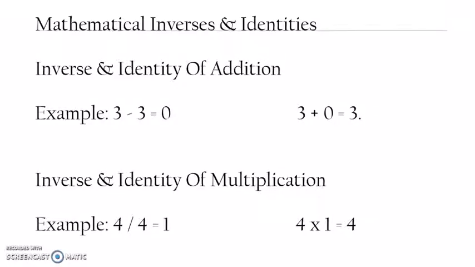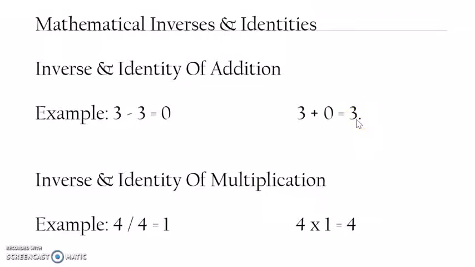Before we begin, I'd like to review the mathematical inverses and identities that you are familiar with. The inverse is something that undoes what you're doing. So in addition, if you want to undo something, you subtract. So subtraction is the inverse of addition. So 3 minus 3 gives us 0. 0 is the identity in addition. In other words, if I have 3 and I add 0 to it, I get my original number 3 back.